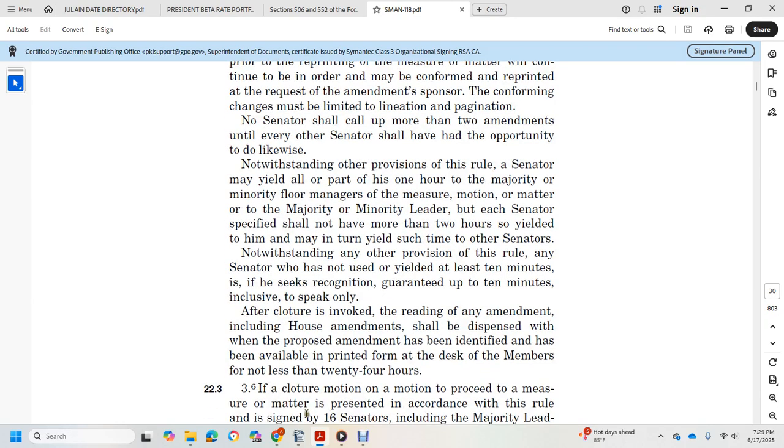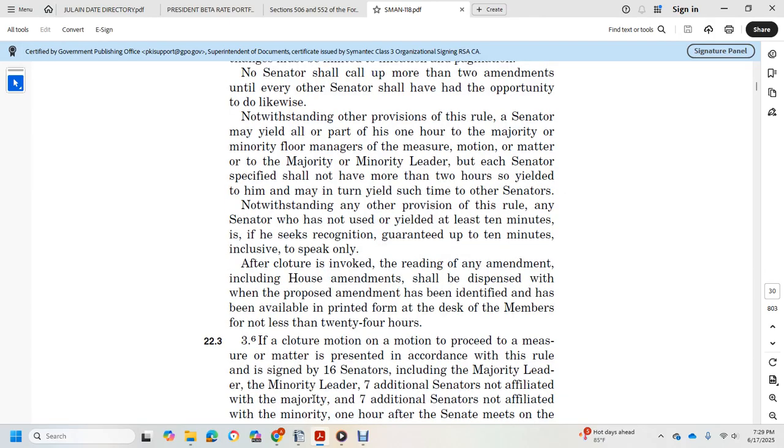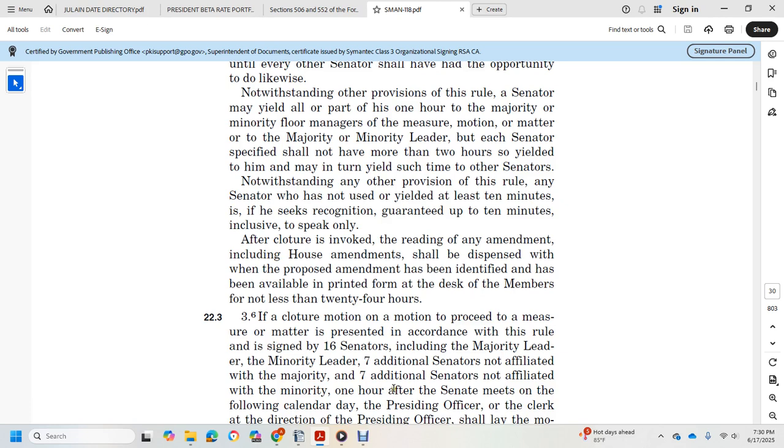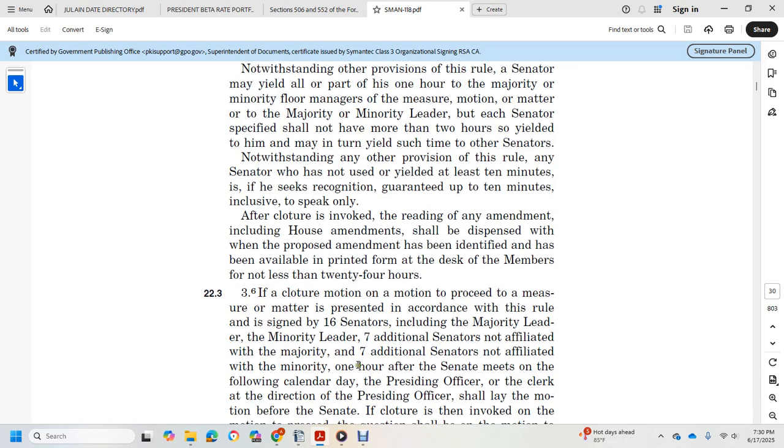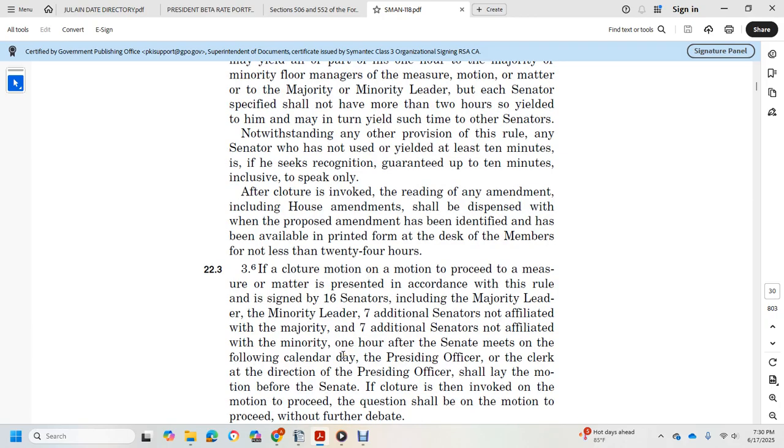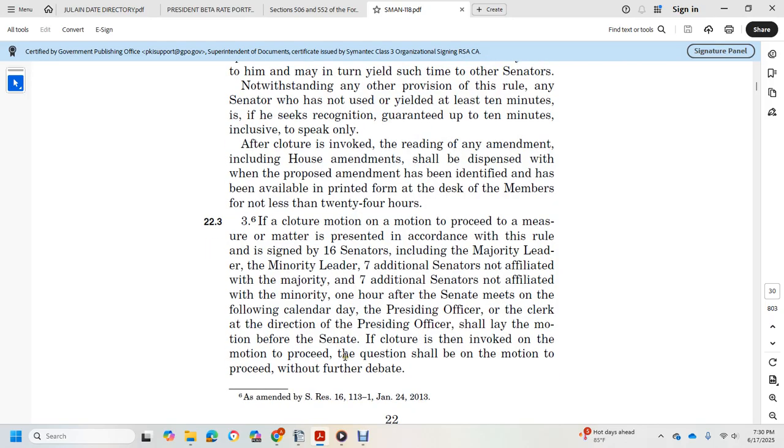If a closure motion on the motion to proceed, the measure or matter is presented in accordance with the rule and signed by 16 senators, including the majority leader and minority leader, 7 additional senators not affiliated with the majority, and 7 additional senators not affiliated with the minority, then 1 hour after the Senate meets on the following calendar day, the presiding officer or the clerk at the direction of the presiding officer shall lay the motion before the Senate. If closure is then invoked on the motion to proceed, the question shall be on the motion to proceed without further debate.